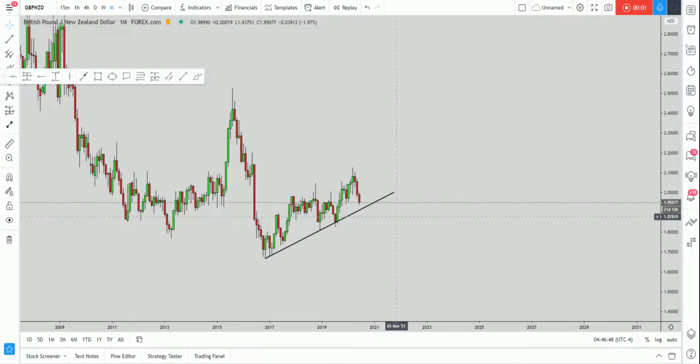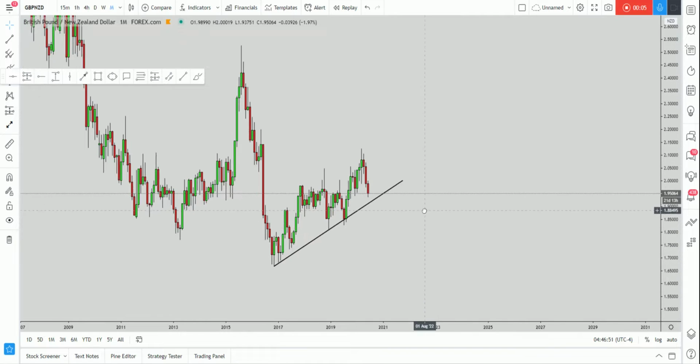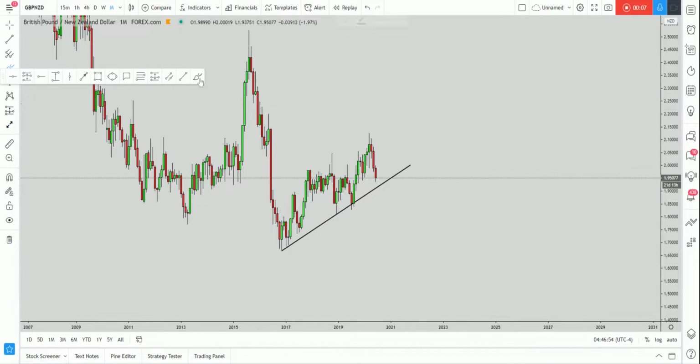Okay, so what kind of situation do we currently have on GBP NZD? Now, from a monthly perspective, we know that the market has created this very nice bullish trend line, and the market is very near to going for a retest of it from a monthly point of view. And if the market will go for a test of it, then we can definitely expect a reaction from the zone.